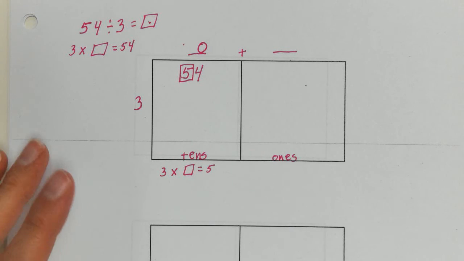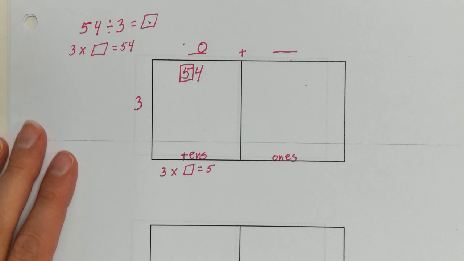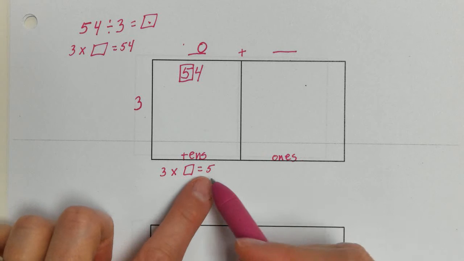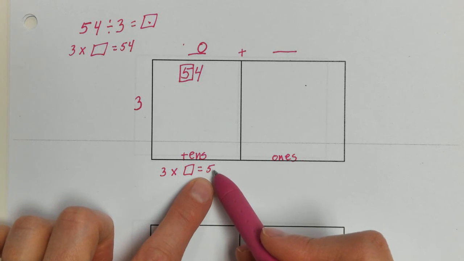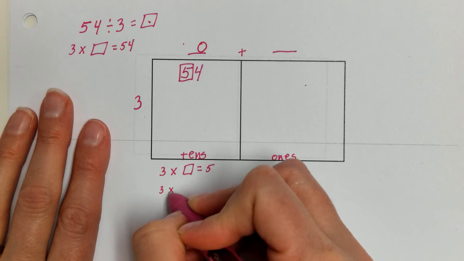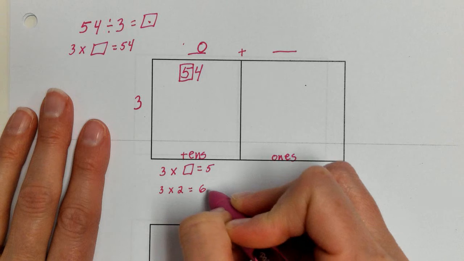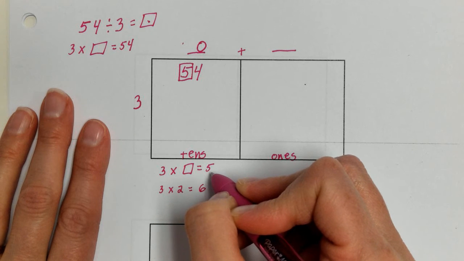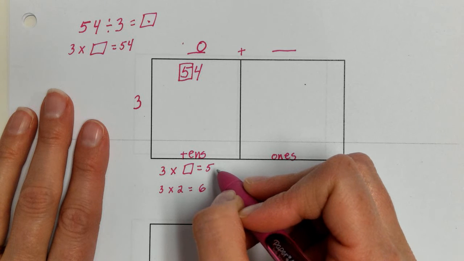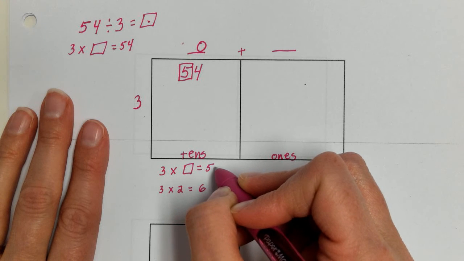3 times what, Helena? 3 times 5 is 15. No, I don't want to get bigger. I want a number that's close to 5. So 3 times what, Charlie? Okay, let's look at 3 times 2. 3 times 2 equals 6. Will that work? No, because remember, it's like The Price is Right. I can't go higher than this number.